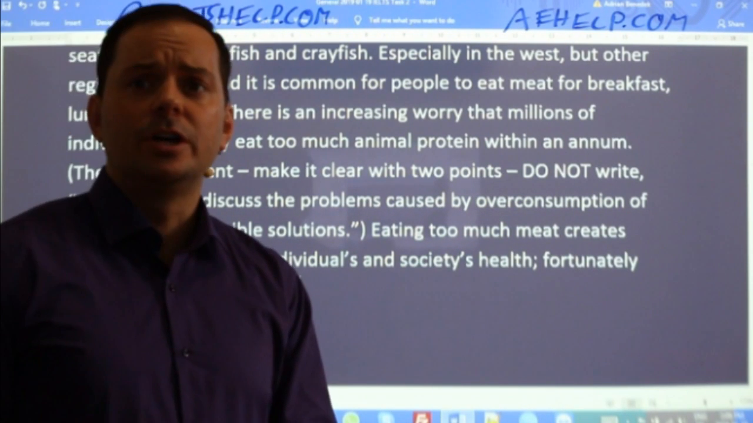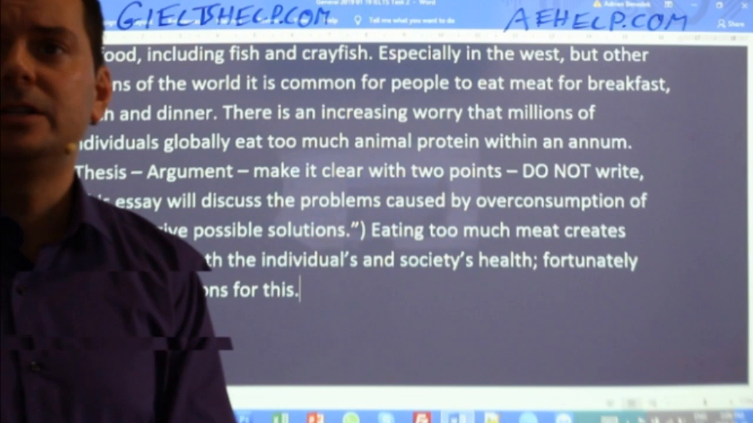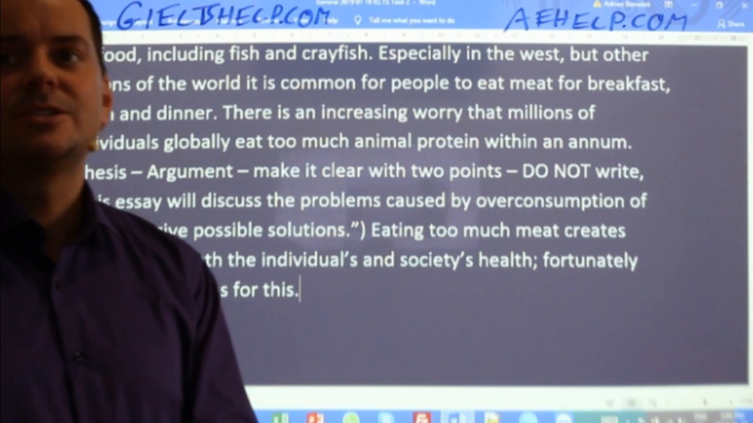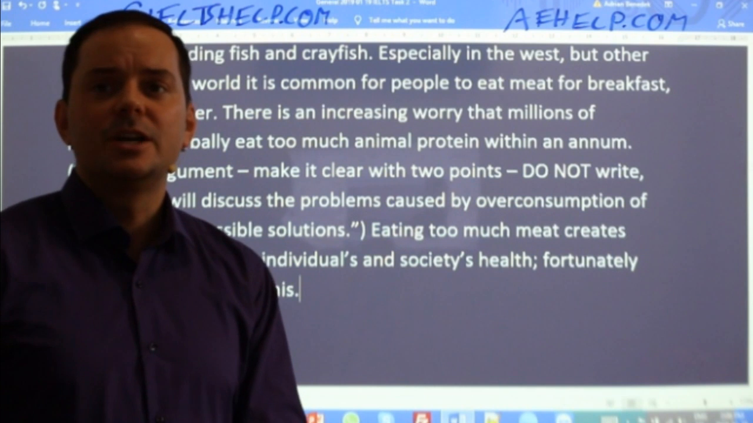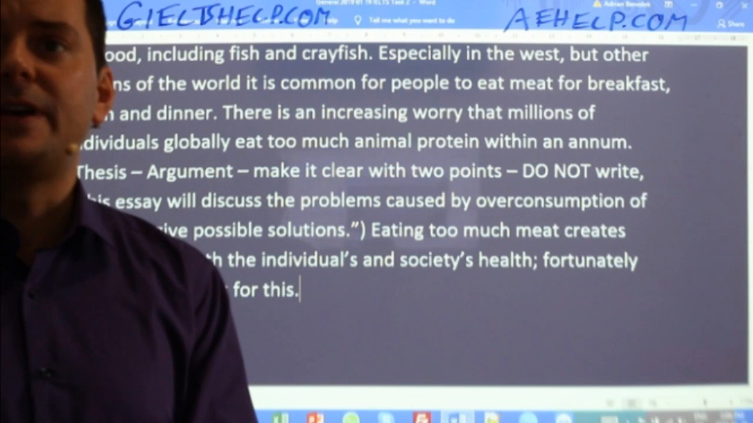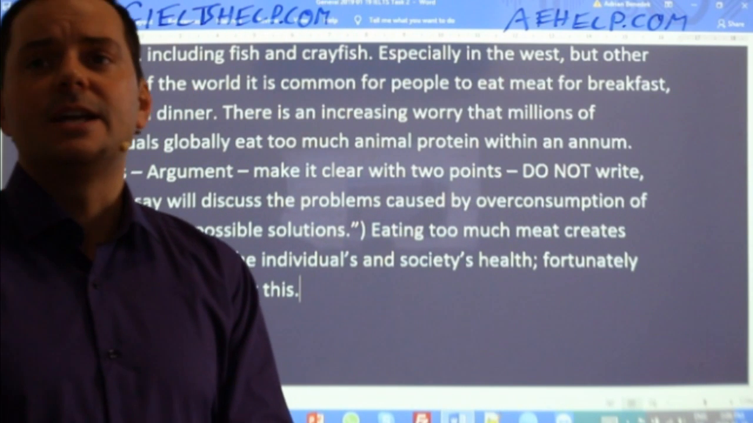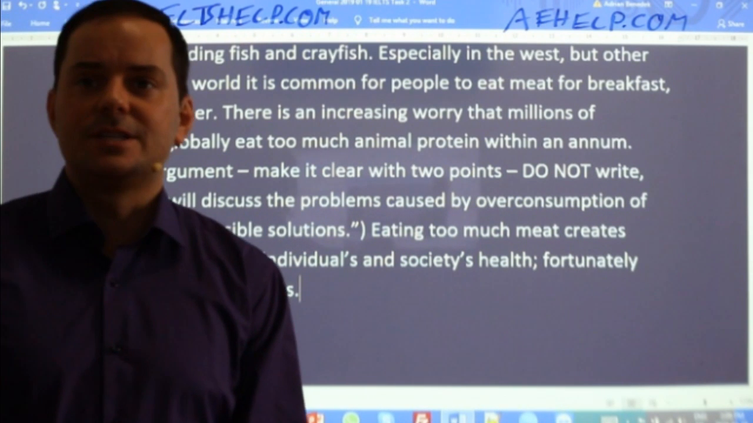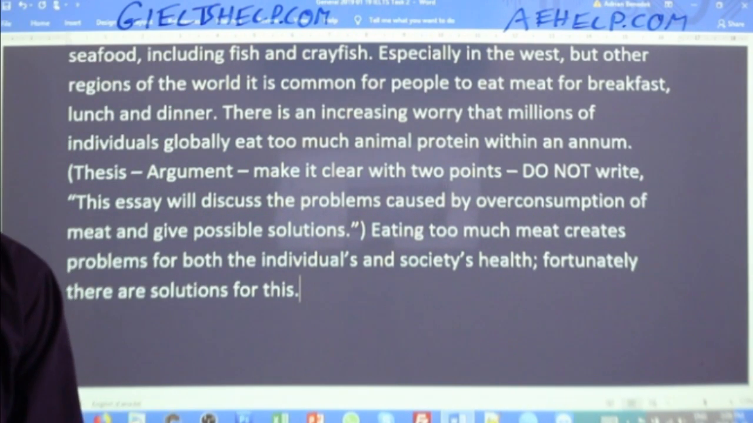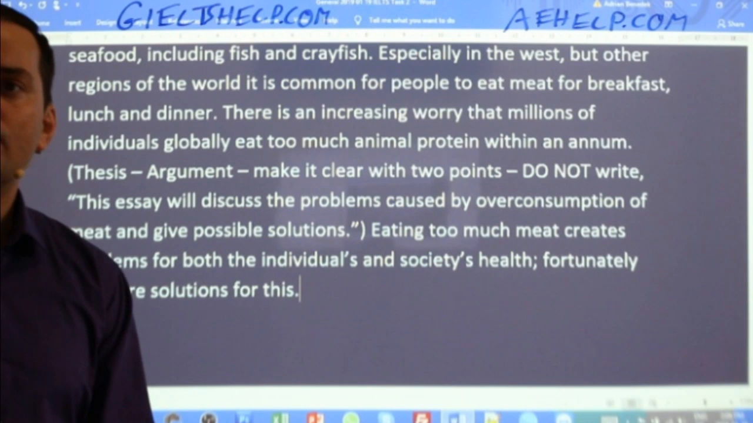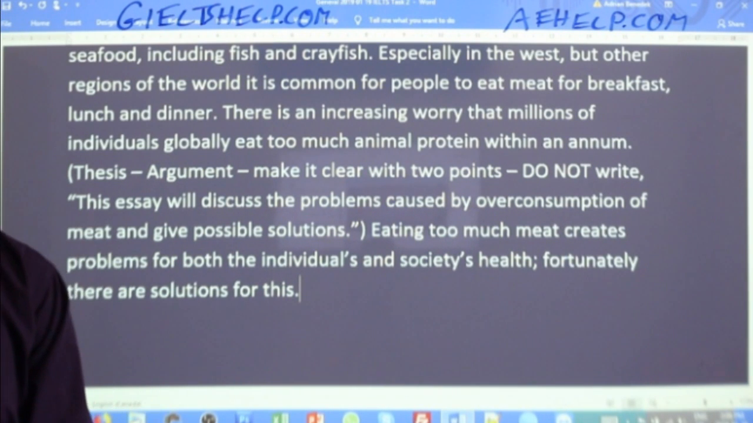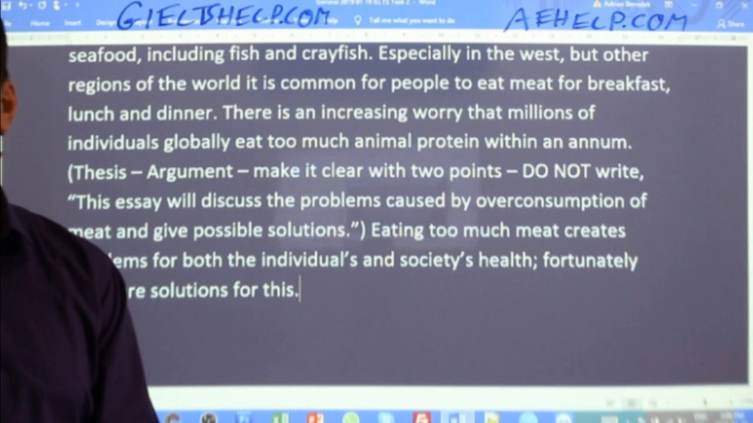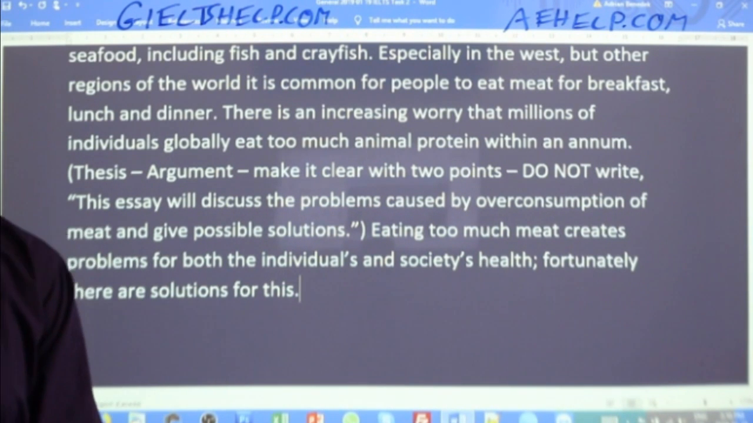Very good, Shehnaz Gill, sorry, trying to pronounce that right. Shehnaz Gill says, eating too much meat can affect the individual's and society's health negatively. Much, much better thesis, okay? Overconsumption of meat affects not only the individual's health, but also the economy of society.